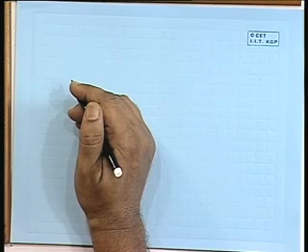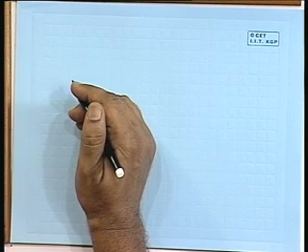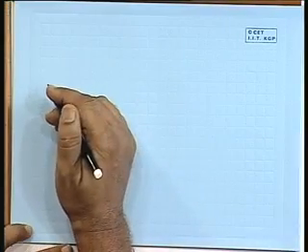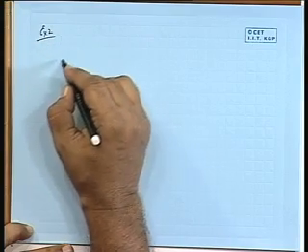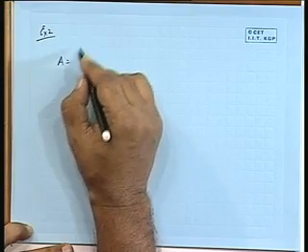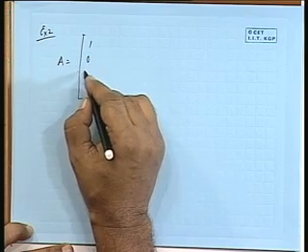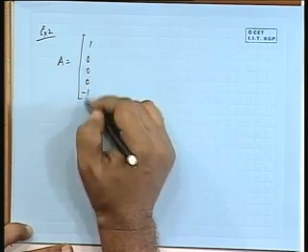Next, we take another example. There is an incidence matrix A, which is given here: 1 0 0 0 minus 1, for the elements 1 2 3 4 5.